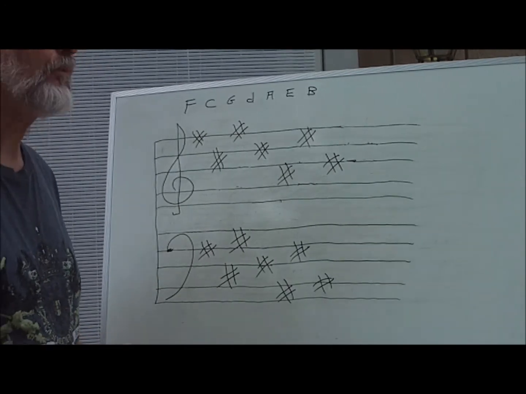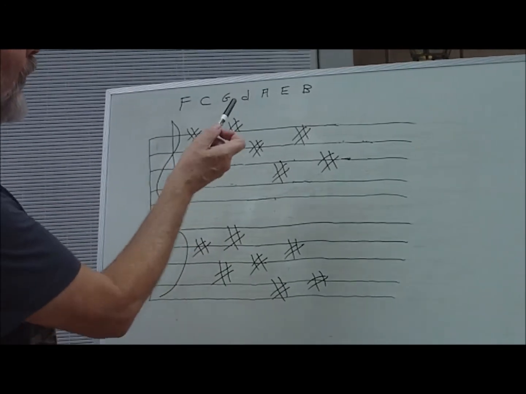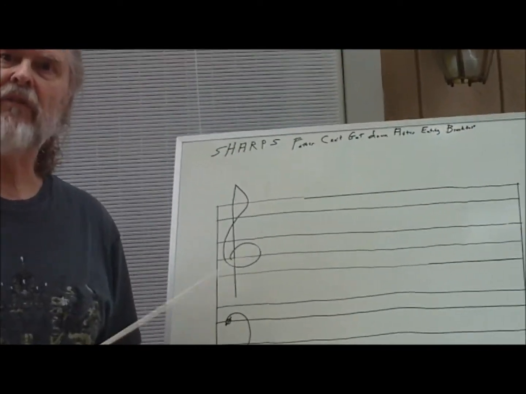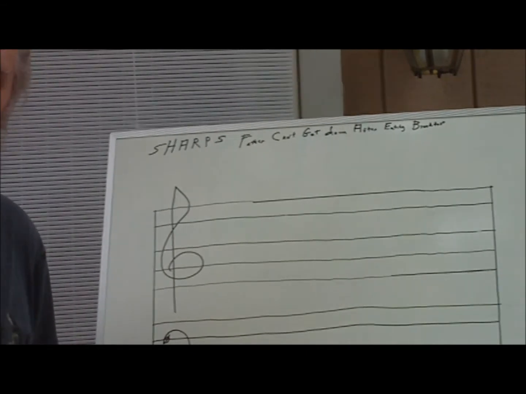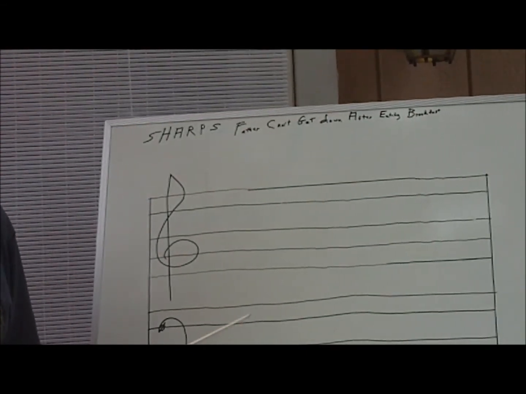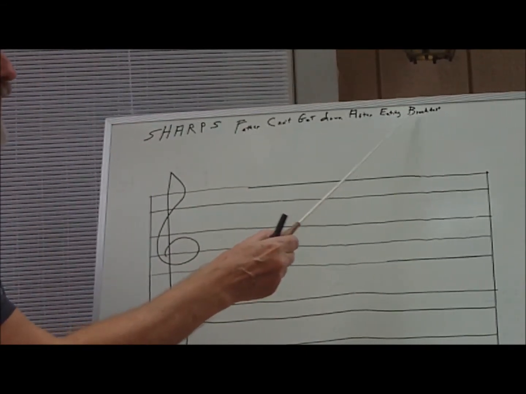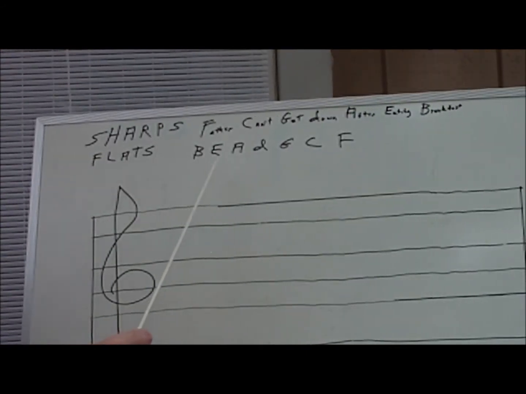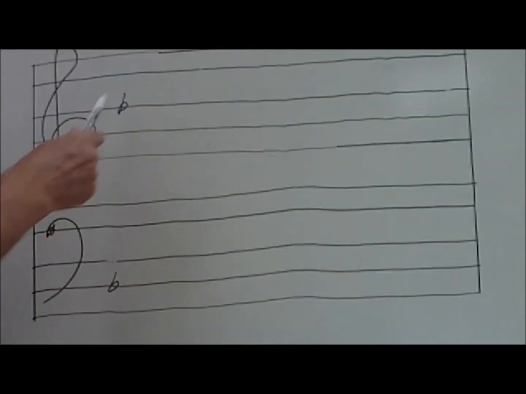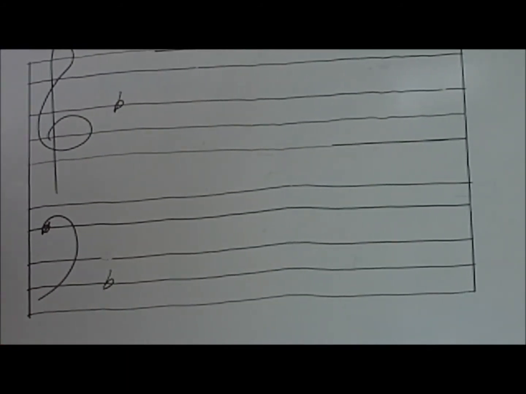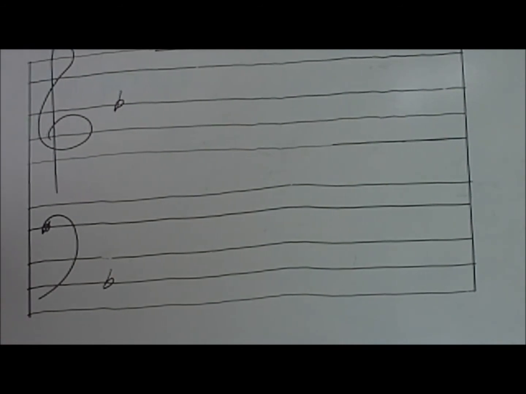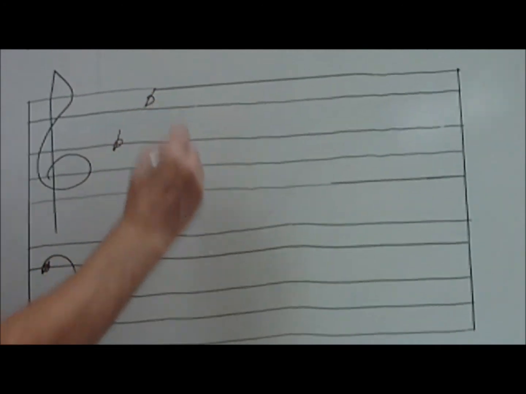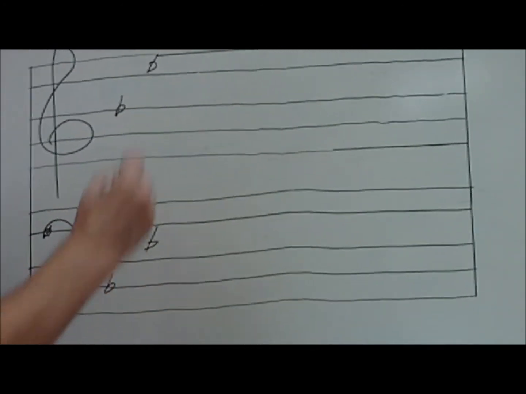How about flats? Flats are the opposite of this. This is sharps. The flats go the other direction. What do I mean by the other direction? I mean it starts like backwards. It goes B, E, A, D, G, C, F. The flats are B, E, A, D, G, C, F. B flat is the first one, which is in the key of F. We already did that.